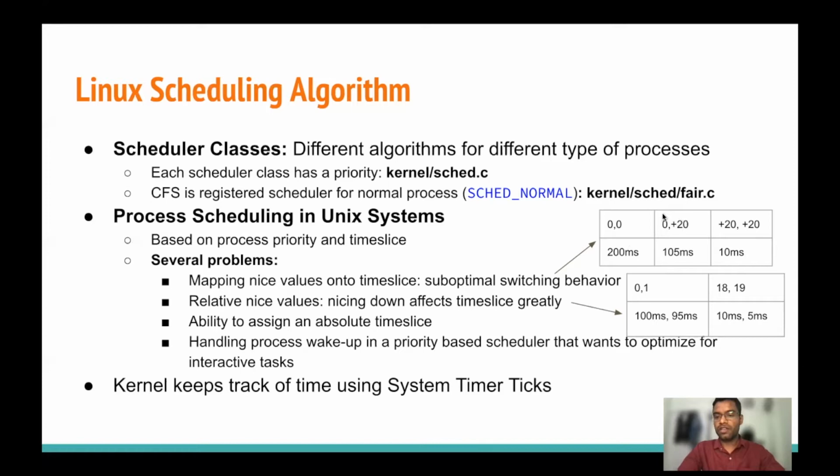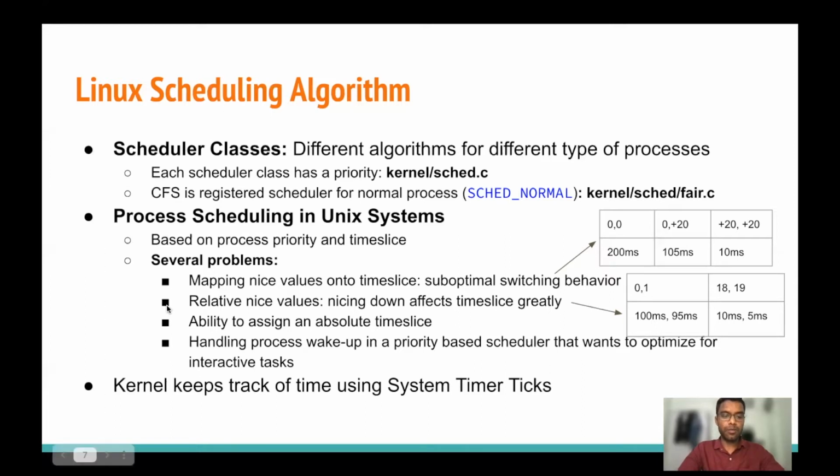If we change the nice value and schedule different processes, then you can see that the context switches vary with time. Here, two context switches are happening within 10 milliseconds. Here it is happening within 105 milliseconds, and here it is happening within 200 milliseconds. So it is not an optimal behavior.